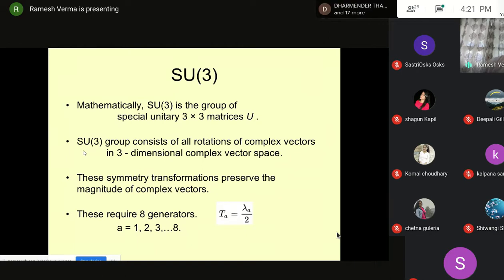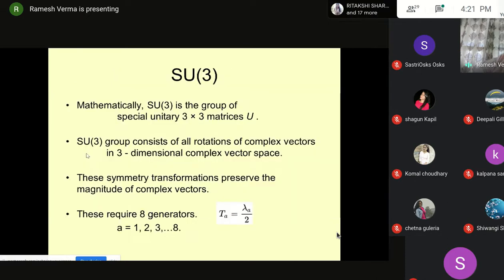In fact, there is a general formula for the SU(N) group. The number of parameters on which the transformation depends is n square minus 1. Whereas for the orthogonal group, it is n into n minus 1 over 2. Somewhere you might have done this while learning matrices, but the same thing is being used here.